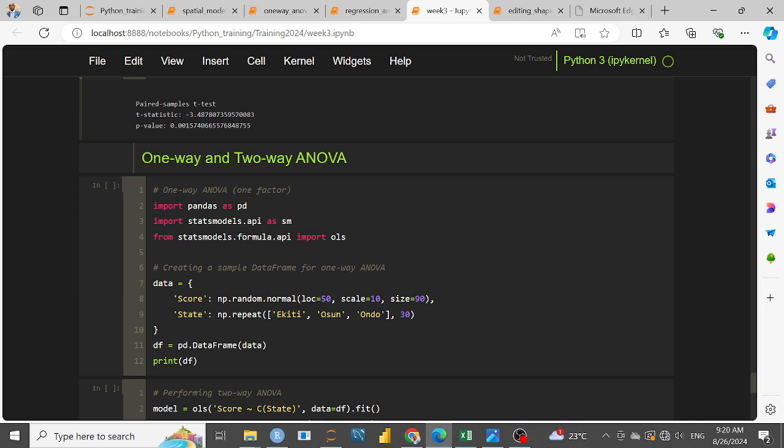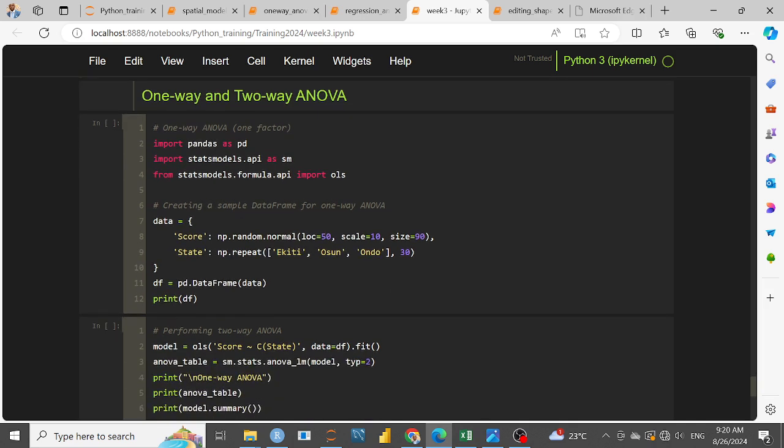Considering one-way now. So I have these two variables. We have score, we have state. Now the idea here is, when you are in a class, you have students. In this case, I generated 90 students, mean of 50. These are their scores. I assume it's over 70, and the mean score is 50. This is the standard deviation. 90 students, and they are from Ekiti State, Osun State, Ondo State.